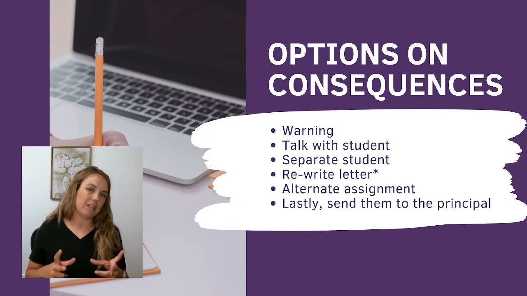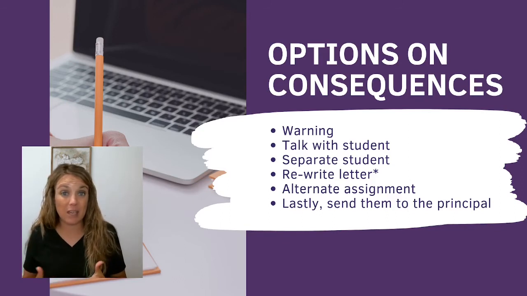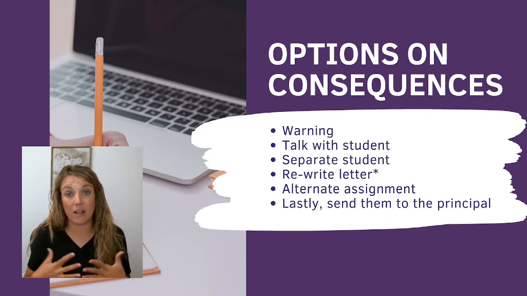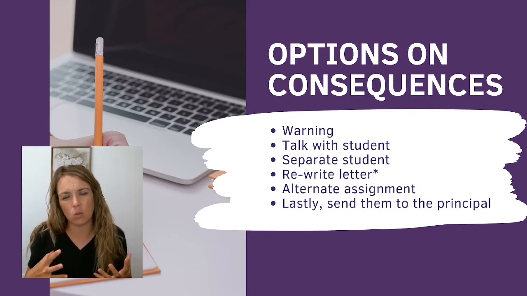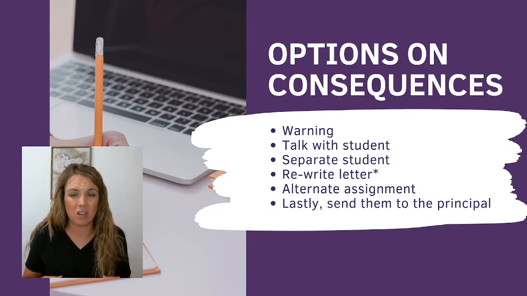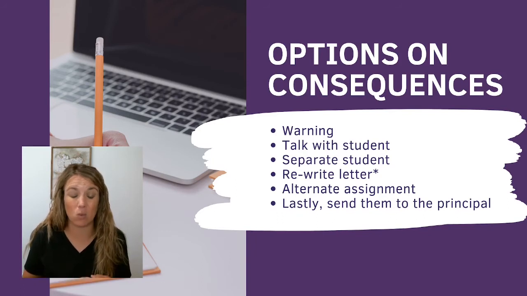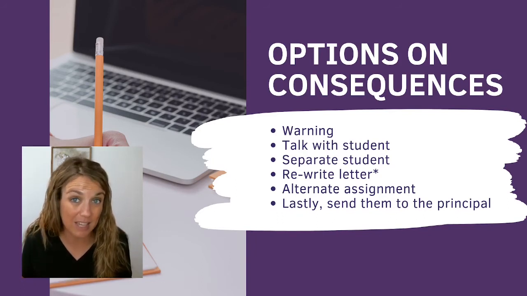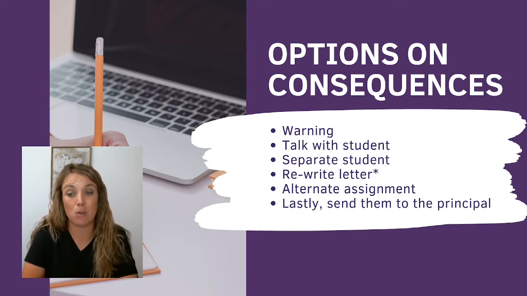The last thing I'm going to give you is some options for consequences, things that worked well with me. I thought I'd give you all of these so you can decide on your own what would work well. First off, you always give kids a warning. Always. A lot of times they're just messing around and they like to see how far they can get to that line. They're just testing the waters. So give them that warning. But then you can do different things. You can pull the student aside and talk to the student.